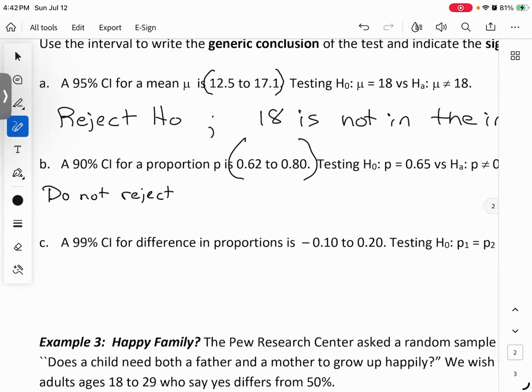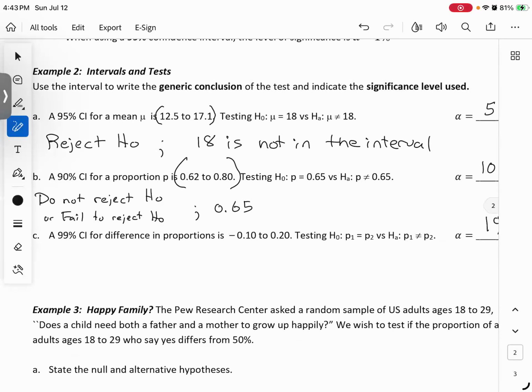Now, again, the answer key is going to have do not reject H0, but if you want to instead write fail to reject, that also works. And then again, some of the homework's going to ask you to explain, some of it won't, but on the test it will ask. So I would just maybe go ahead and get into the habit of just putting it. 0.65 is something that we cannot reject because 0.65 is in.